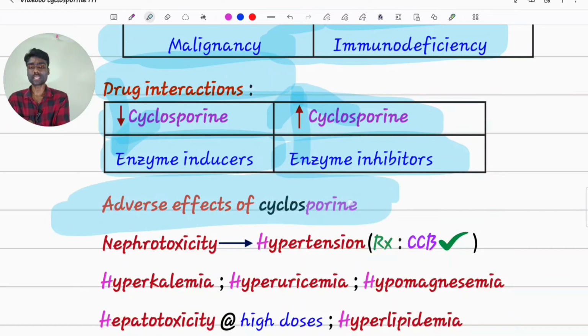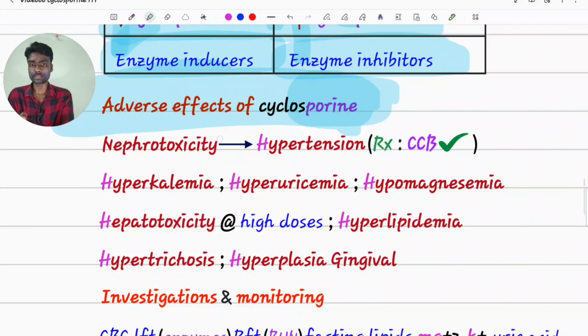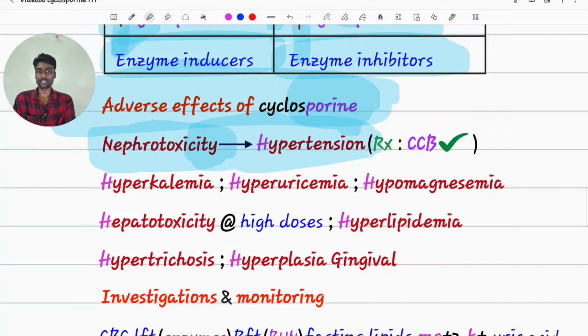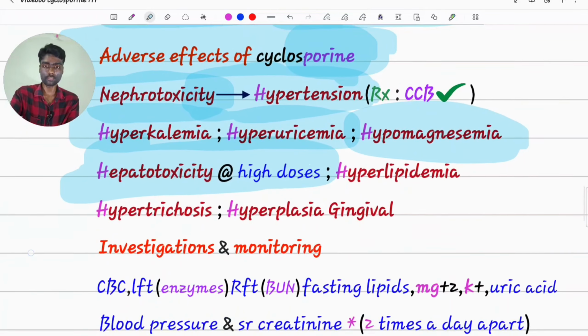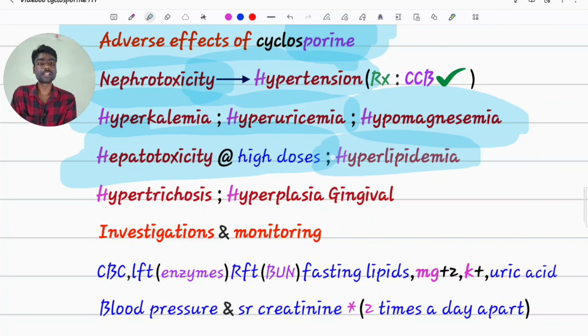Adverse effects of cyclosporine. Remember like this: porine, urine, nephrotoxic drug. Because of this nephrotoxicity, there may be elevation in blood pressure, that is hypertension, hyperkalemia, hyperuricemia, hypomagnesemia, hepatotoxic at high doses, as it is metabolized in liver. If we give at high doses, it will be toxic to liver. Hyperlipidemia, hypertrichosis, hyperplasia, that is gingival hyperplasia.